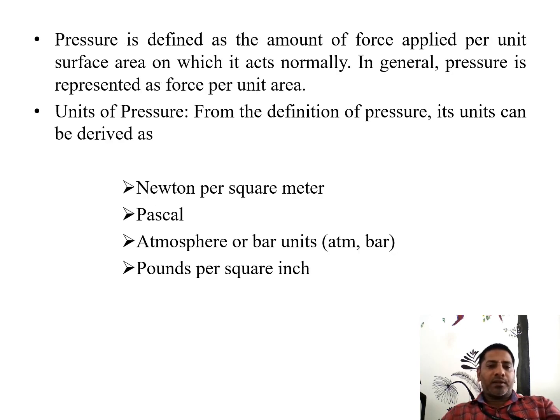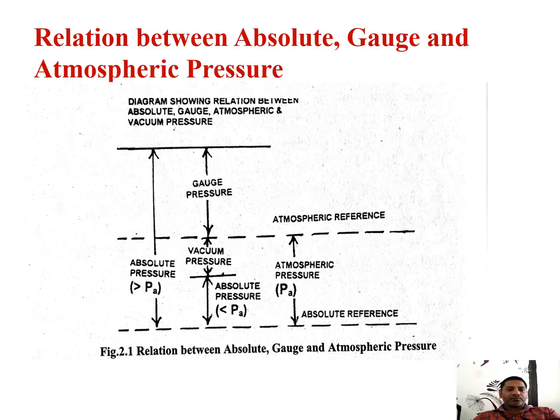Pressure is defined as the amount of force applied per unit surface area on which it acts normally. In general, pressure is represented as force per unit area. From the definition of pressure, its unit can be derived as Newton per square meter, Pascal, atmosphere or bar, and pounds per square inch.